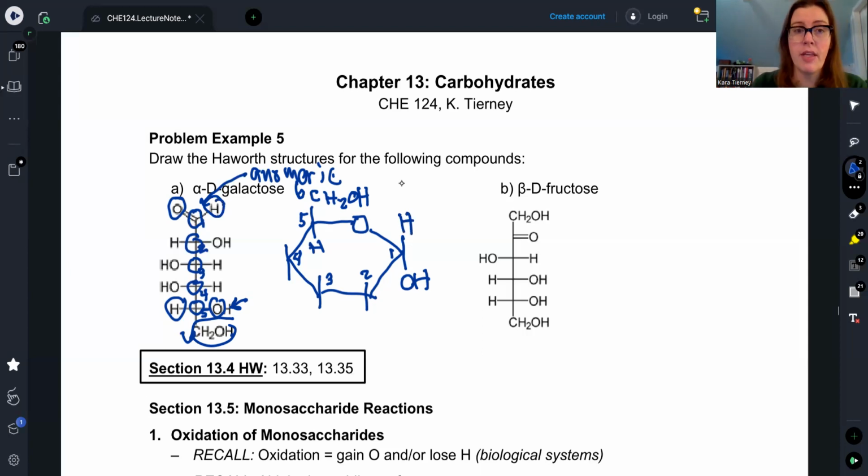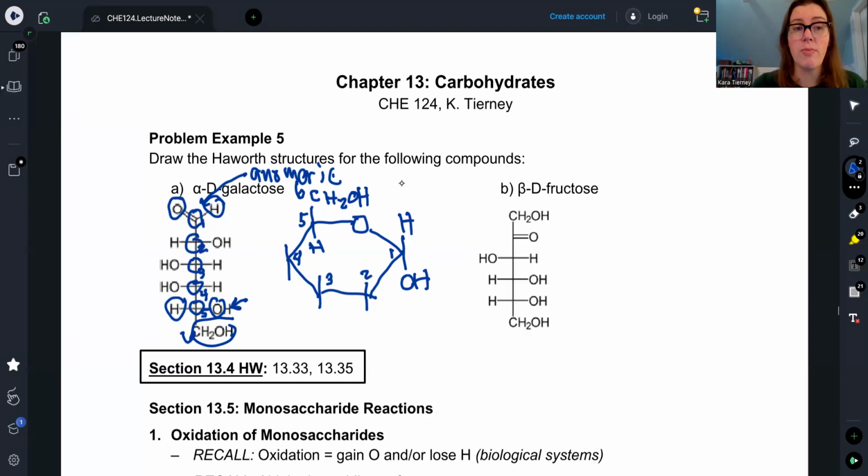That H is going to go on top. Now we're going to fill out our carbons 2, 3, and 4 according to what the Fischer would look like if we tipped it over 90 degrees. If I tipped my Fischer over 90 degrees, everything on the left is going to end up on top, and everything on the right is going to end up on the bottom.